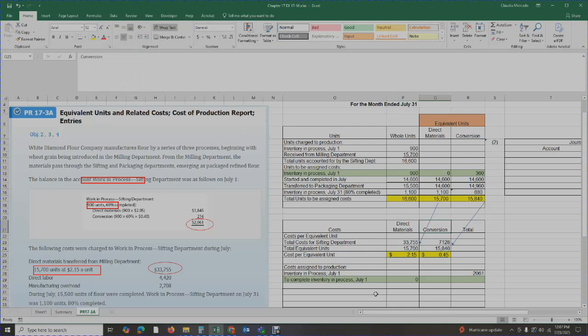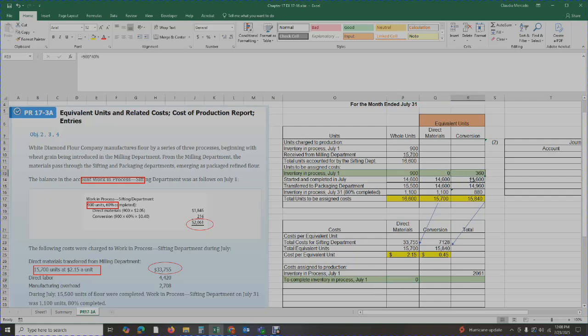So our inventory in process July the 1st, we have to assign cost to our beginning inventory. Now we talked about in materials, materials is charged the month that we begin production. That was in the month of June. In July, therefore, we're going to charge $0 because we didn't have any equivalent units for materials up here. We have 0, so my inventory in process will be 0.